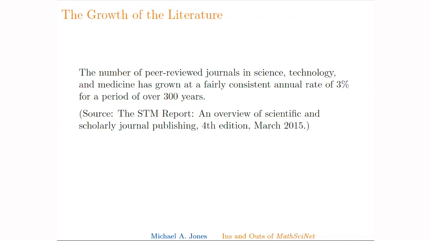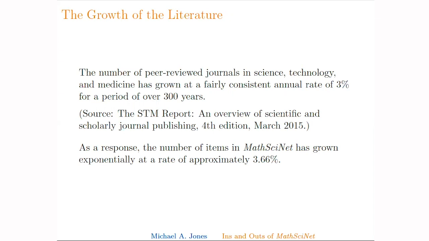One of the other reasons why MathSciNet is useful is that not only are there so many articles, but there are going to be so many more. The number of peer-reviewed journals in math and science and technology has grown fairly consistently over the last 300 years, at an annual rate of about 3%, according to this report in 2015. What that means is that MathSciNet has grown considerably, at about a 3.6% growth rate.